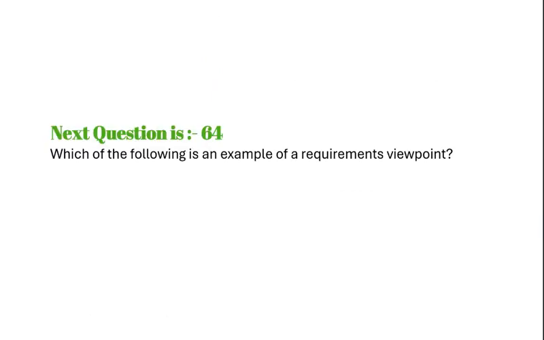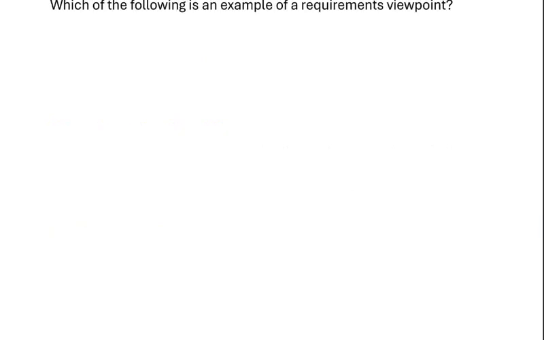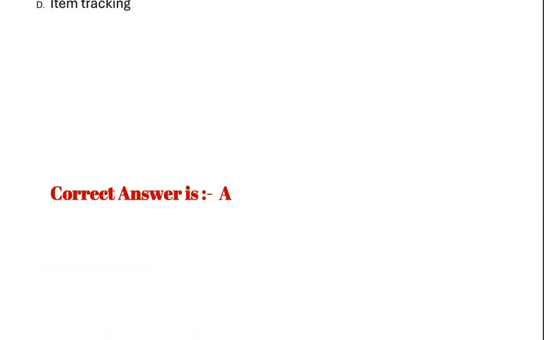Question is, which of the following is an example of a requirements viewpoint? Option A, use case. Option B, mind map. Option C, expert judgment. Option D, item tracking. Correct answer is option A.